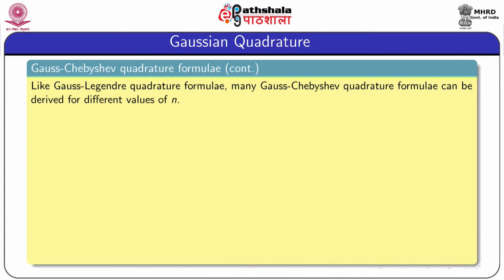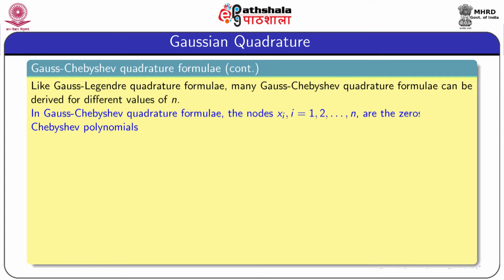Like Gauss-Legendre quadrature formula, many Gauss-Chebyshev quadrature formulae can be derived for different values of n. For n equal to 1, we can derive the 1-point Gauss-Chebyshev quadrature formula. For n equal to 2, we can derive the 2-point Gauss-Chebyshev quadrature formula and so on. In Gauss-Chebyshev quadrature formula, the nodes xi are the zeros of the Chebyshev polynomial.